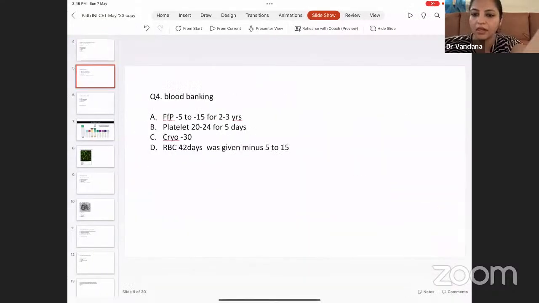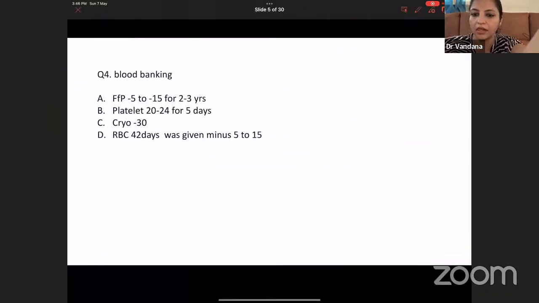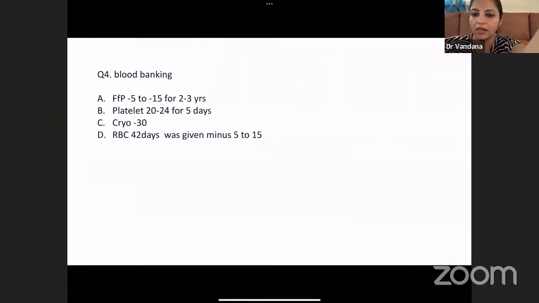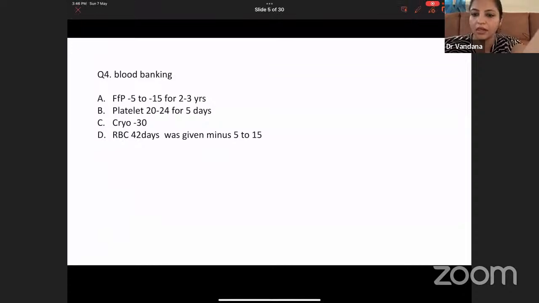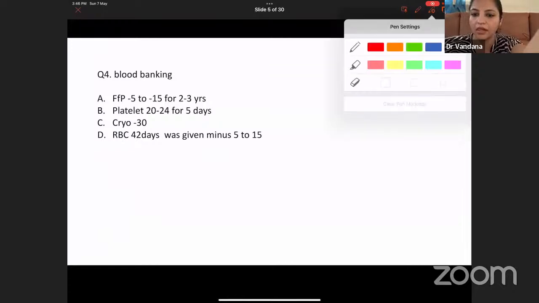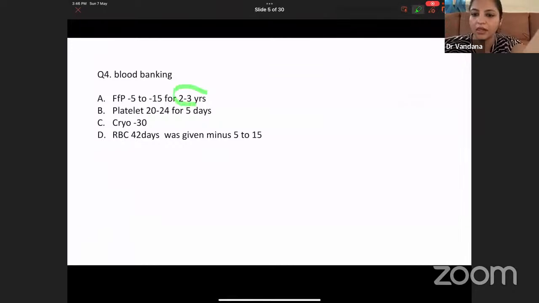So the next question was blood banking. You have to tell me the storage timing, guys. If you look at the storage timing here, what was it? So FFP, guys, you have to remember the time here was wrong. The timing that was kept for 2 to 3 years is wrong. It is kept only for 1 year.